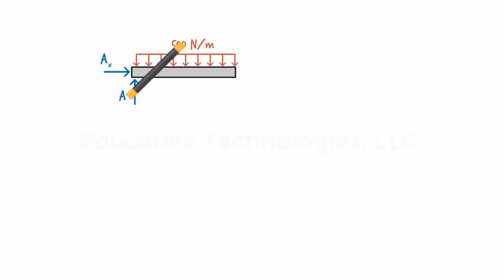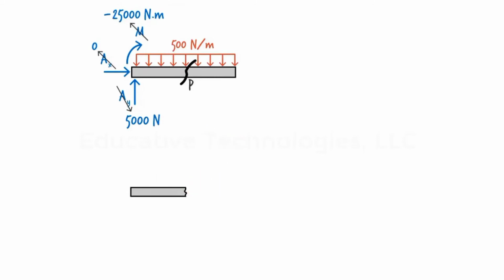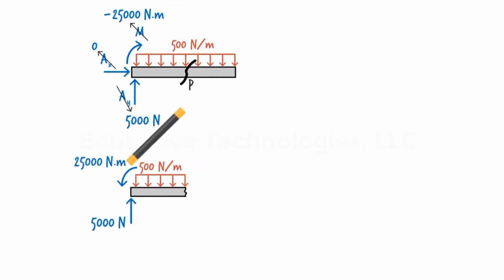Now, let's cut the beam at an arbitrary point, say point P. Draw the free body diagram for the left segment of the beam. Since we do not know the length of the segment, I'm going to label it as x. That is, the distance from the left end of the beam to point P is x. Now, write the equilibrium equations in terms of x.